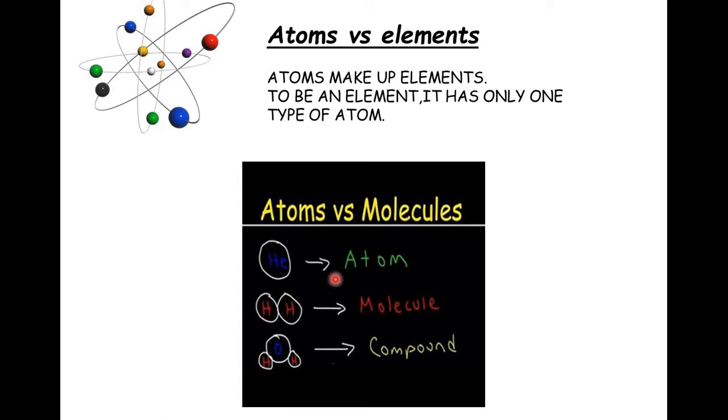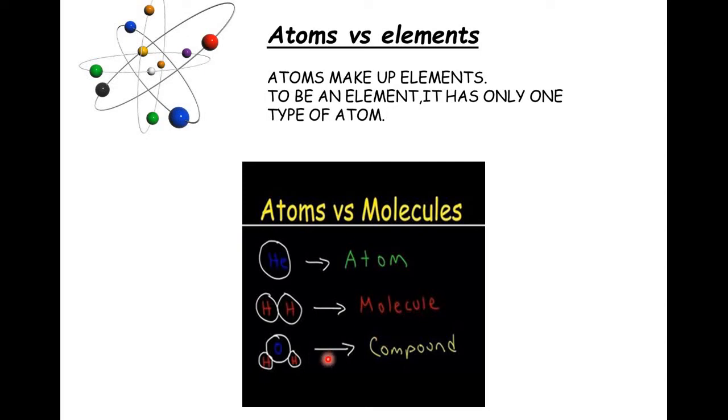So if we say that this is one particle, then we say that it is an atom. And in this example, there are two hydrogens, so two hydrogens make a molecule. When two atoms combine, it makes up a molecule.